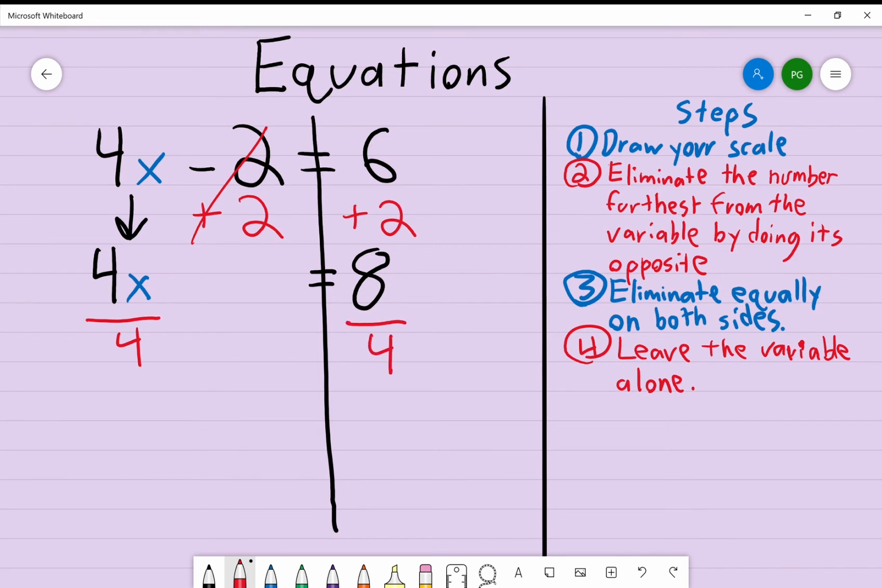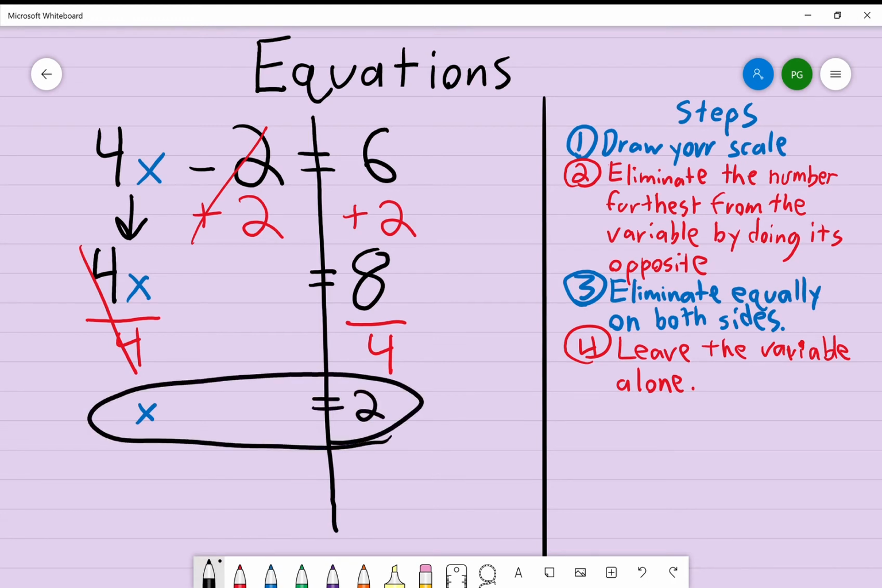And now let's solve. 4 divided by 4 is 1. 1 is the invisible number, so I just bring down my x. I bring down my equal sign, and 8 divided by 4 is 2. Boom, I have my answer.